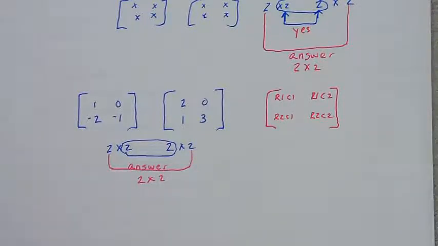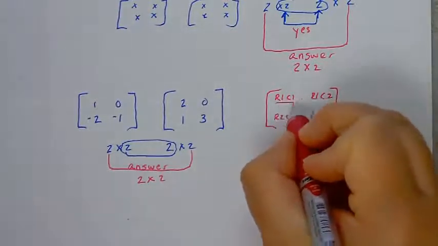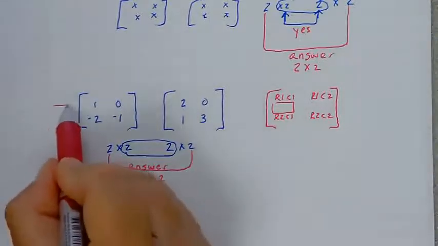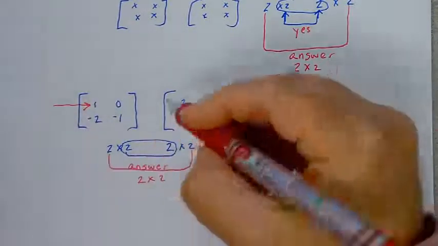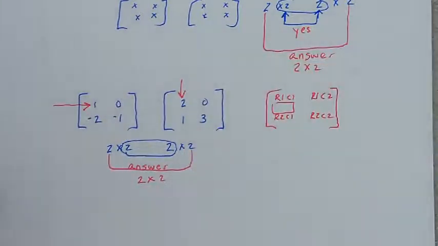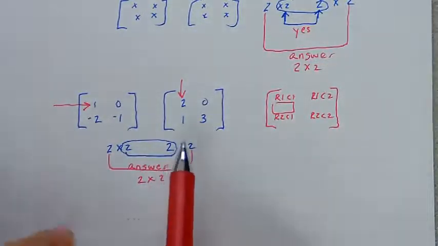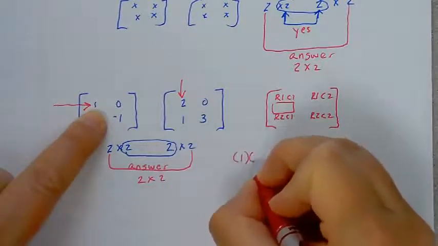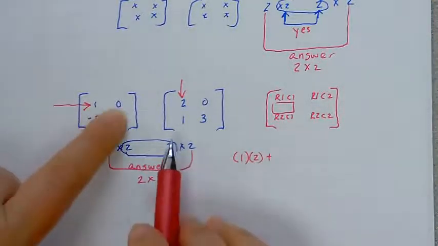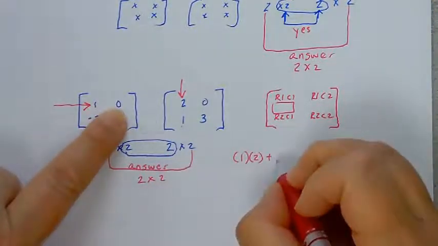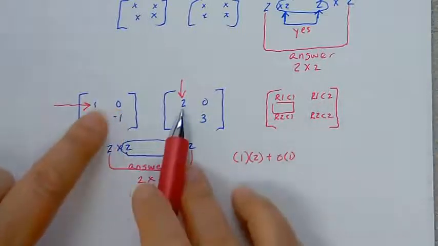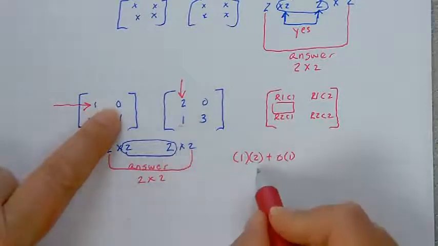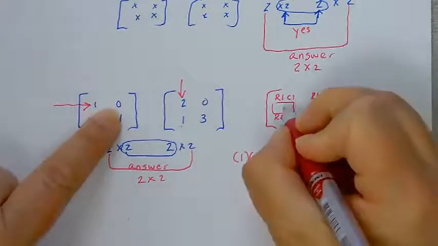So I'm going to start by looking at just this spot. I want to find the number that goes here in the answer. In order to find that number, I'm going to use row 1 of the first matrix and column 1 of the second matrix. So I'm going to multiply the elements: 1 times 2 plus 0 times 1. So I use row 1, column 1: 1 times 2 plus 0 times 1. I get 2 plus 0, which is 2.